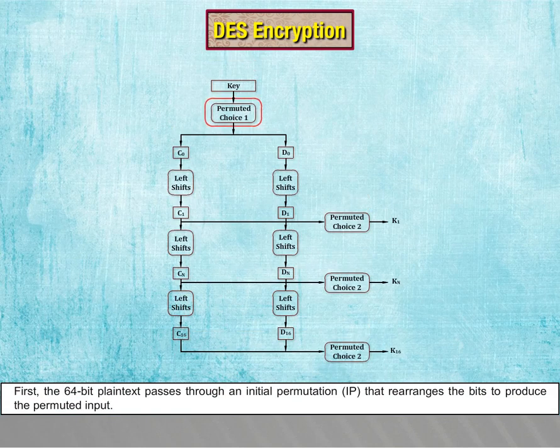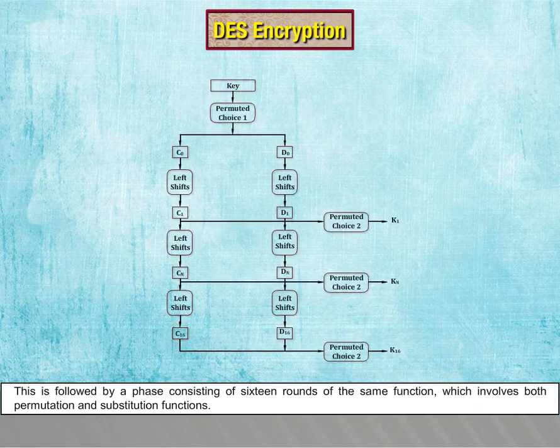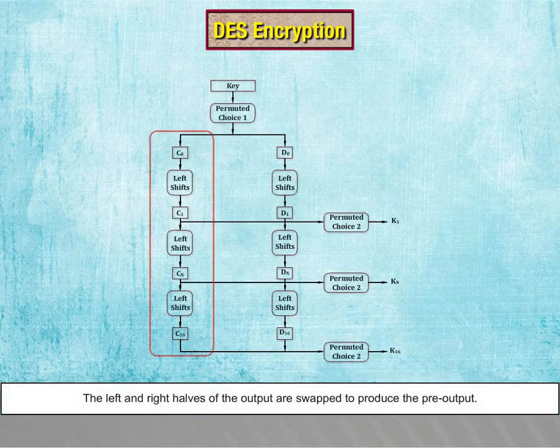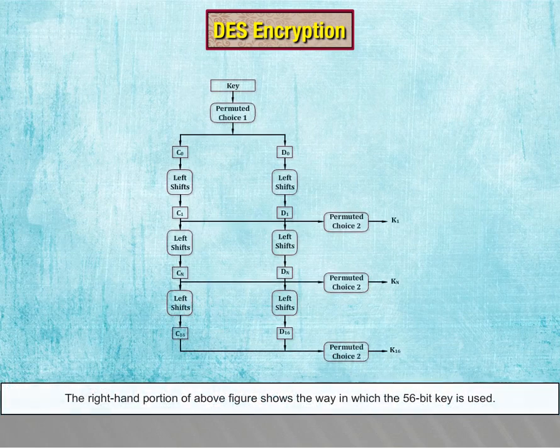First, the 64-bit plaintext passes through an initial permutation, IP, that rearranges the bits to produce the permuted input. This is followed by a phase consisting of 16 rounds of the same function, which involves both permutation and substitution functions. The output of the last, that is the 16th round, consists of 64 bits that are a function of the input plaintext and the key. The left and right halves of the output are swapped to produce the pre-output. Finally, the pre-output is passed through a permutation IP-1, that is the inverse of the initial permutation function, to produce the 64-bit ciphertext. The right-hand portion of the above figure shows the way in which the 56-bit key is used.